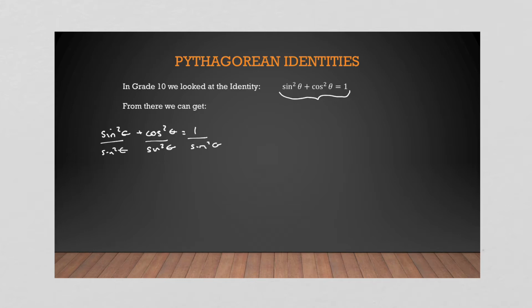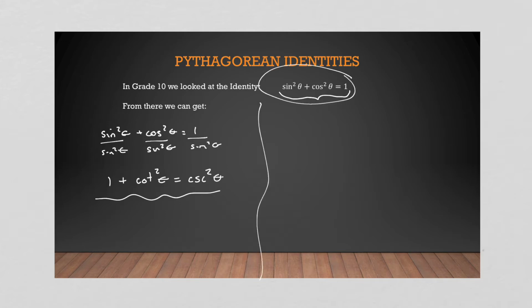What do we get? Well, we get 1 plus, now remember, cos over sine was cotan, so cos squared over sine squared is cotan squared, and then 1 over sine was cosecant, so cosecant squared. So we get this identity right here. 1 plus cotan squared theta equals cosecant squared theta. So that's one of our new identities, along with this one, obviously.